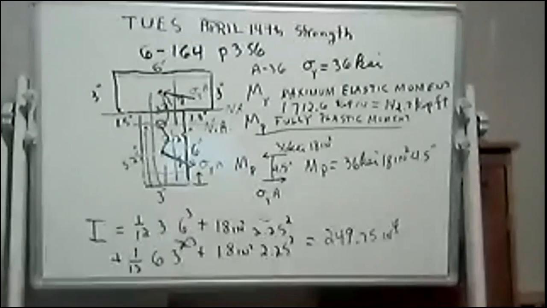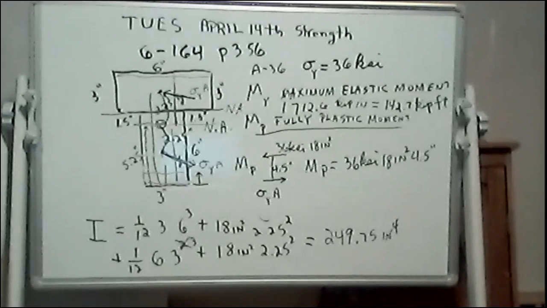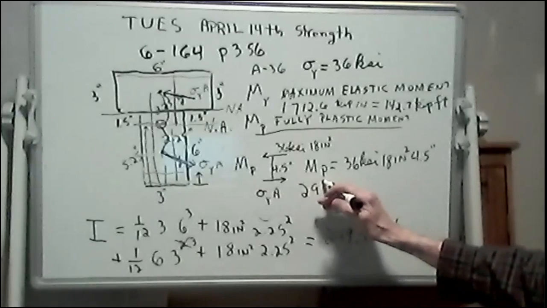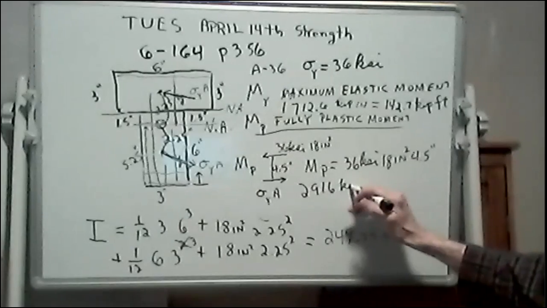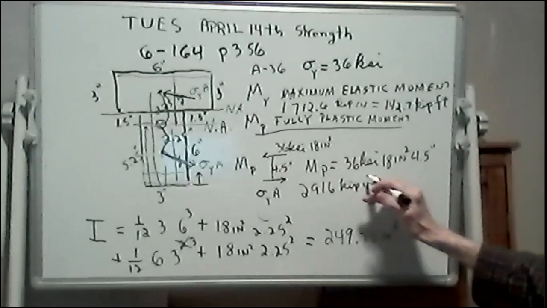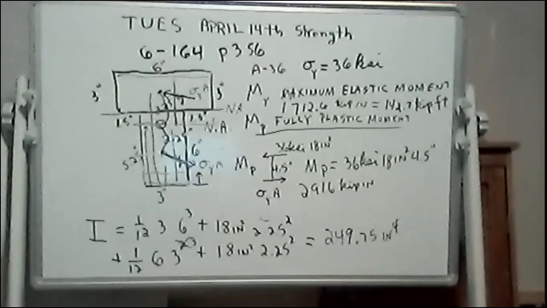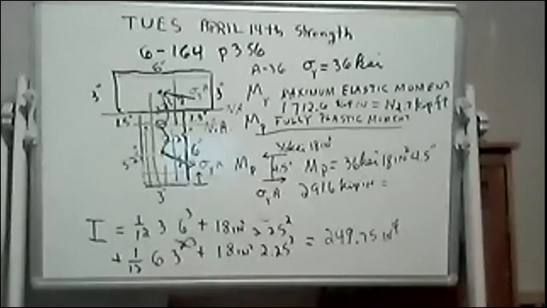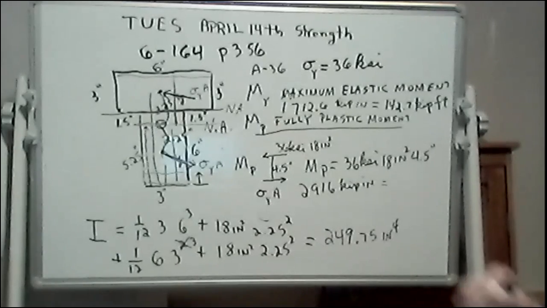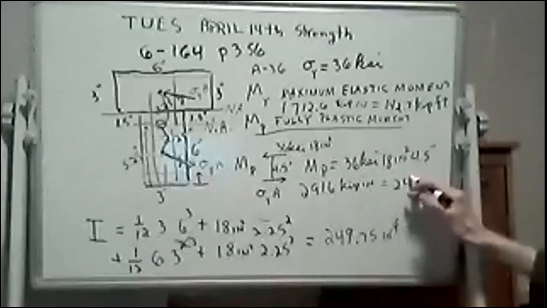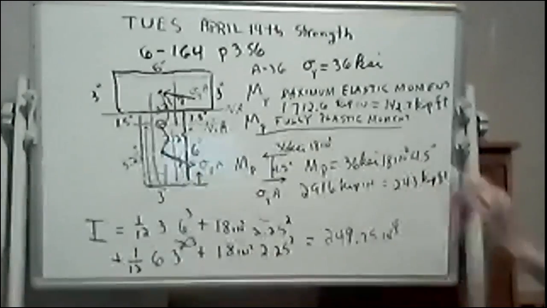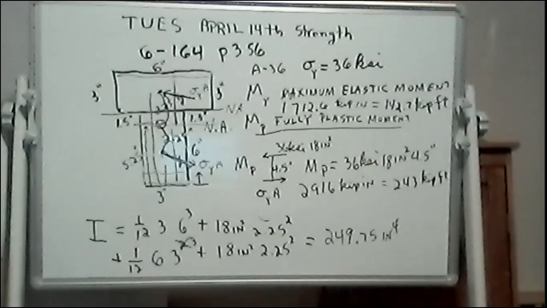Well, I'm getting a humongous number. I'm getting 2916 kip inches for the fully plastic moment. If you divide by 12, you can get kip feet. Let me do that. I'm getting 243 kip feet. We just figured out the fully plastic moment.